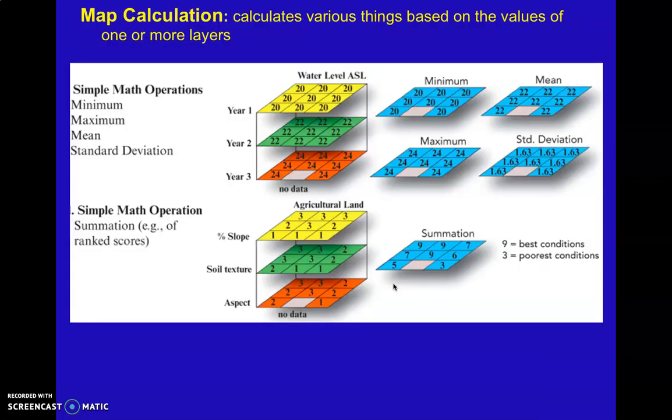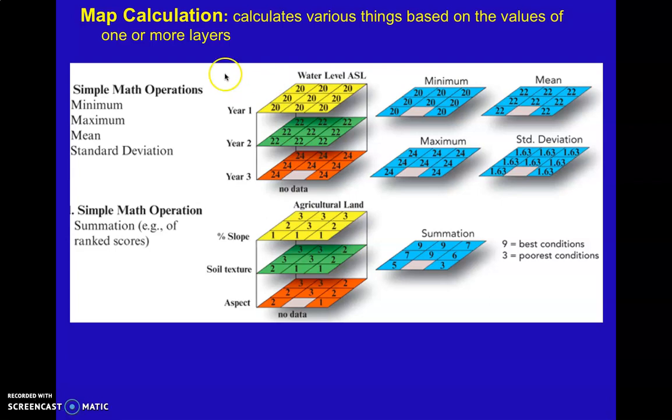Now, the final thing we can do in a raster environment, and this is a little bit complicated, is what we call map calculation. What map calculation does is it takes a series of different layers, and each one of those layers, represented by different colors here, has its own separate grid of values, right? And so we can do things with those values by comparing those layers or interacting those layers.